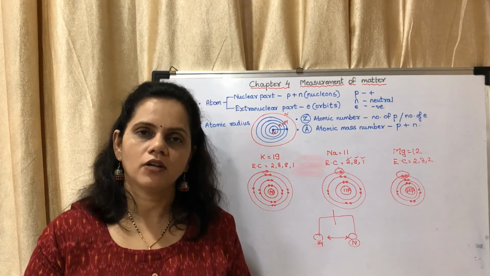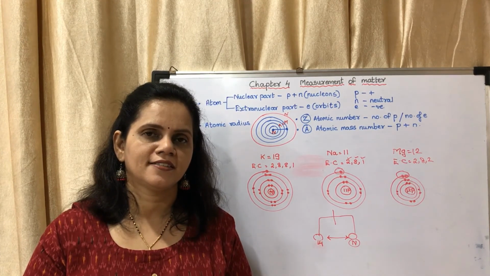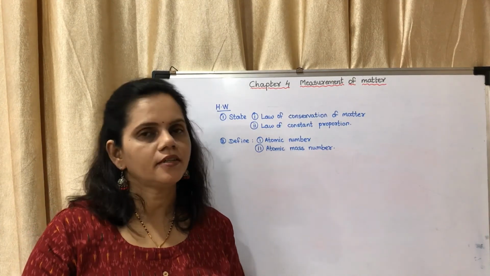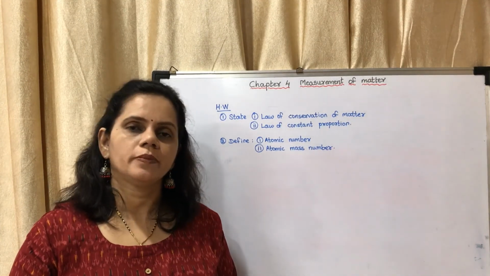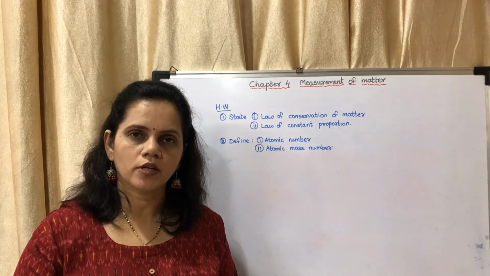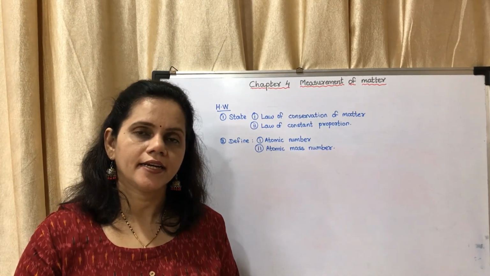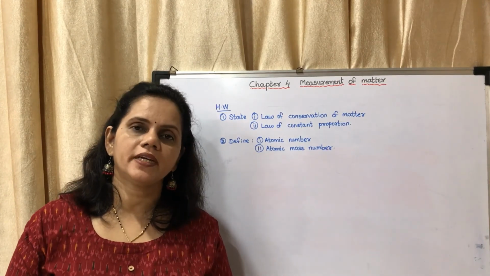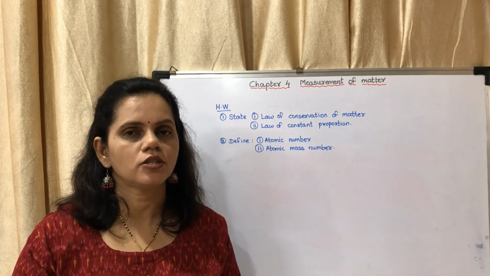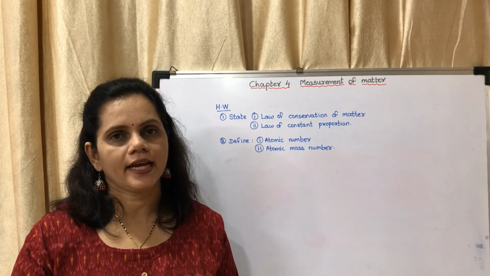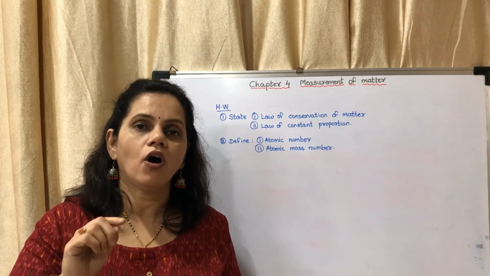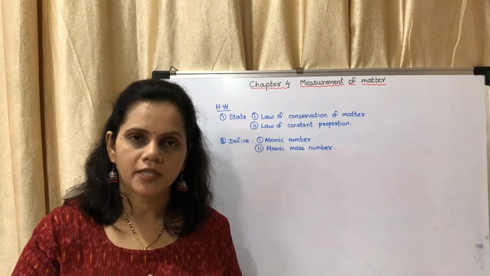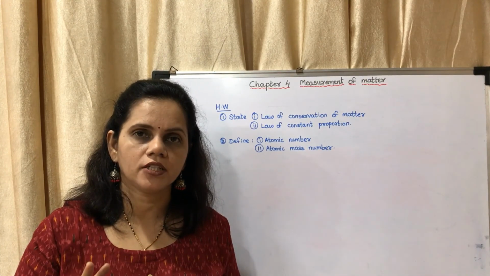Now I will give you the homework. This is your homework for today. State the law of conservation of matter and the law of constant proportions. You may write what I had written on the board also, and you may underline it in your textbook. Define atomic number. What is atomic number? It is the number of protons or the number of electrons. You have to write or, not and. If you write and, it becomes an addition and you will get the definition wrong.